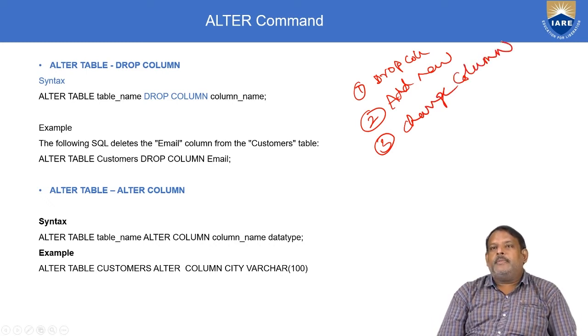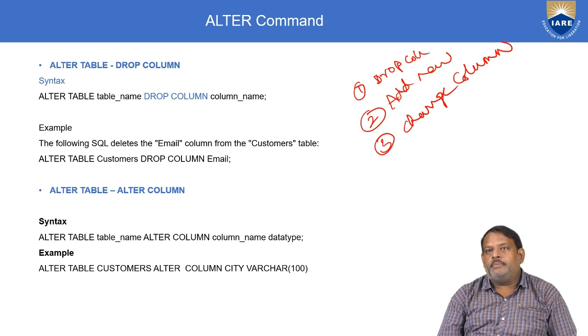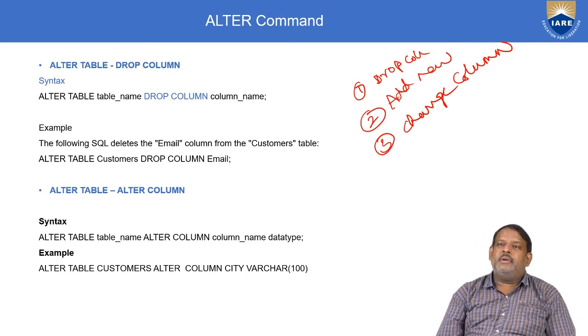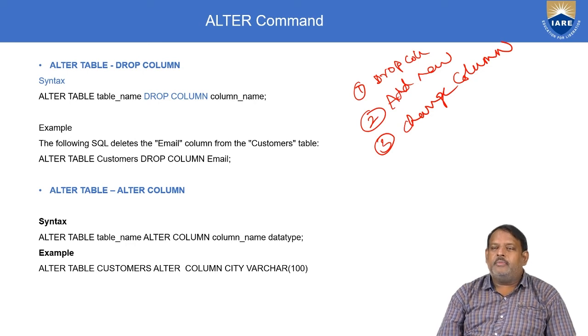Change column. In the alter, we have three types. From the existing table, if you want to drop a column, or in the existing table, you want to add a new column. In the third case, in the existing table, you want to change the column properties.